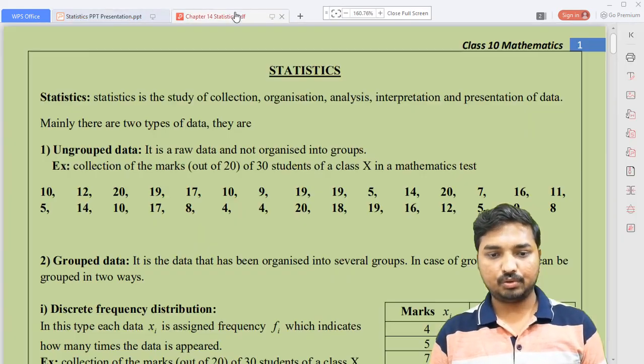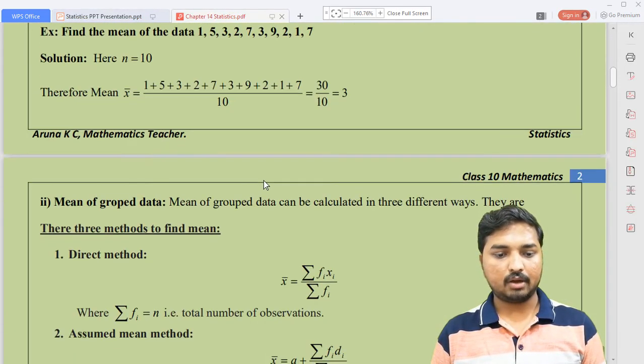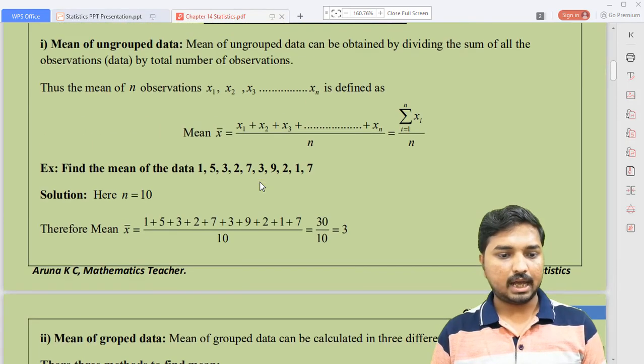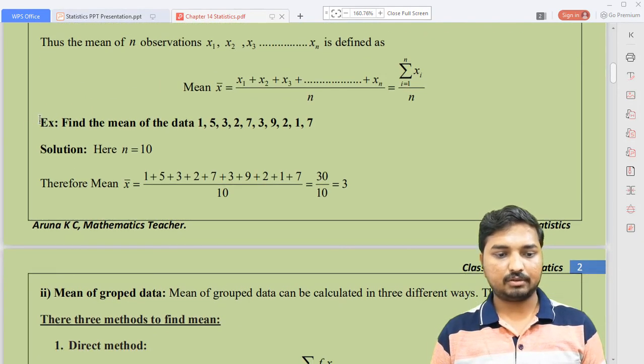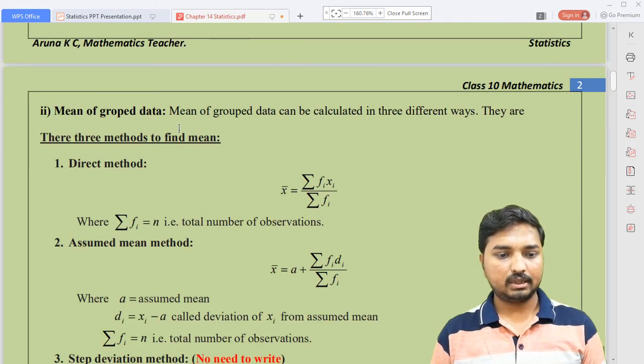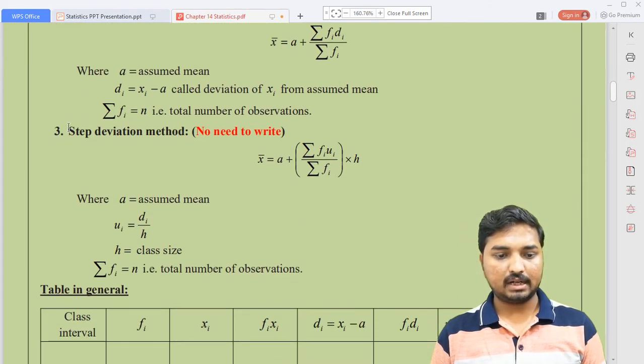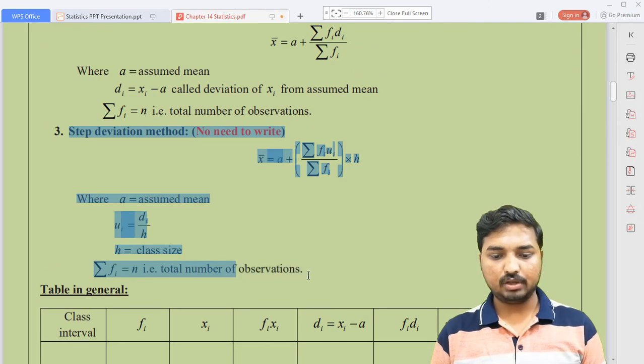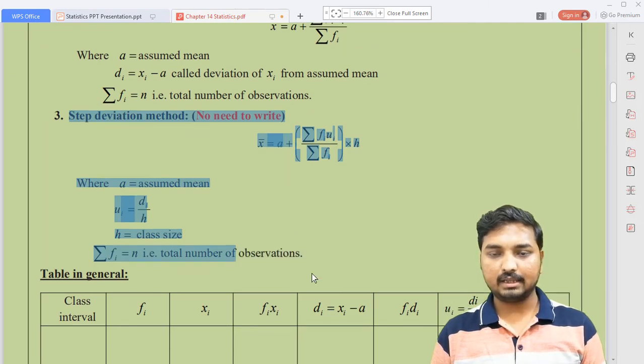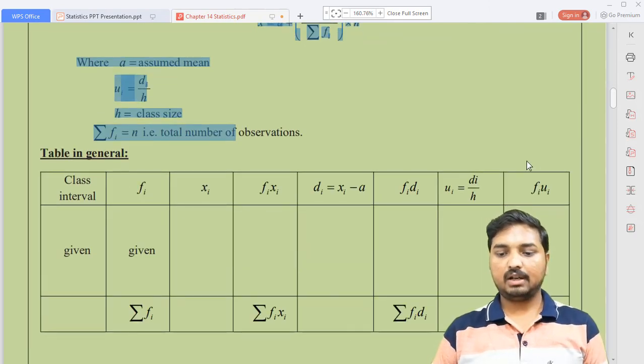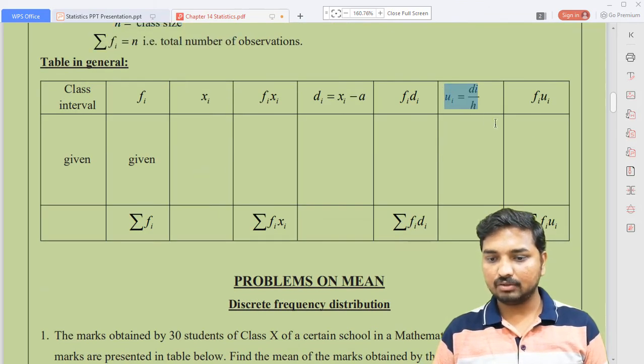Now I'm going to show you the problems that I have given to you. Look here, this is the example problem, it's already over. Next, don't write this one, the formula, up to here don't write anything. You can write on this table, but don't write on the last two tables.